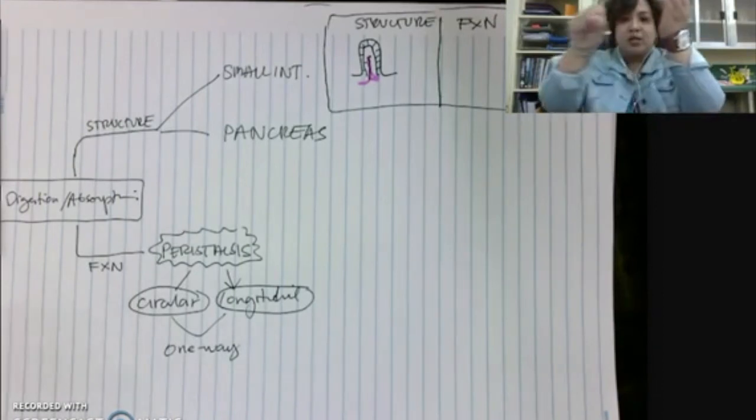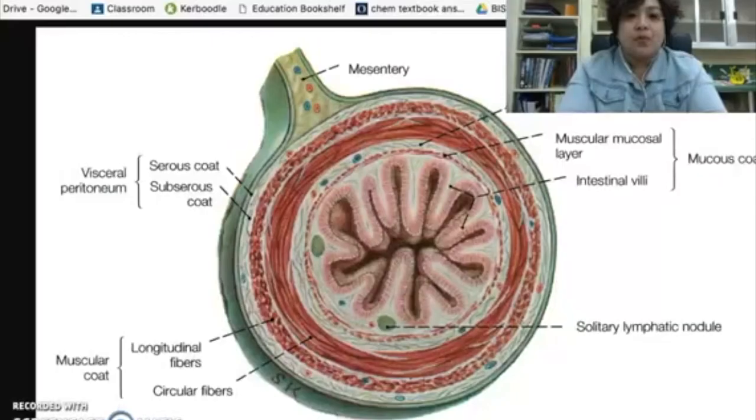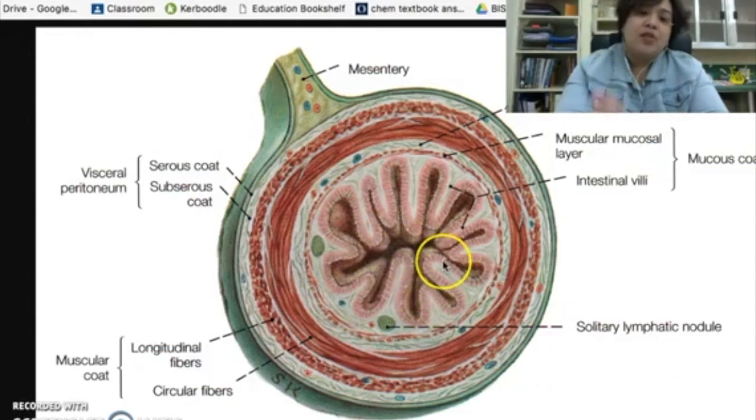This is your small intestine. I'm going to cut it and we're going to look at it from the top view. Okay, so we're looking at it from the top. As you can see, it's not empty, it's not hollow. You can barely see any space here. And the innermost lining of your small intestine has these convolutions or finger-like projections.